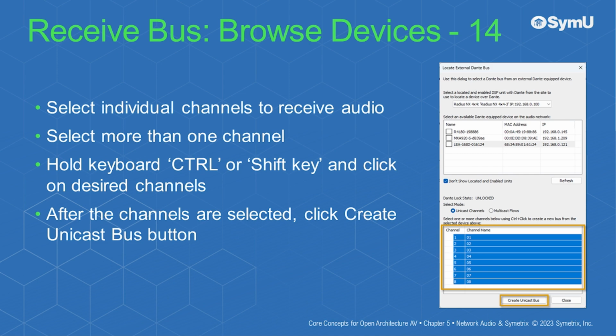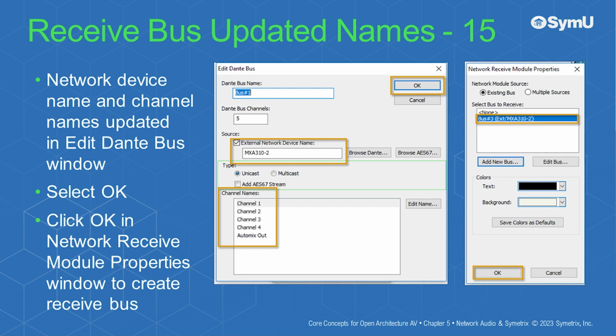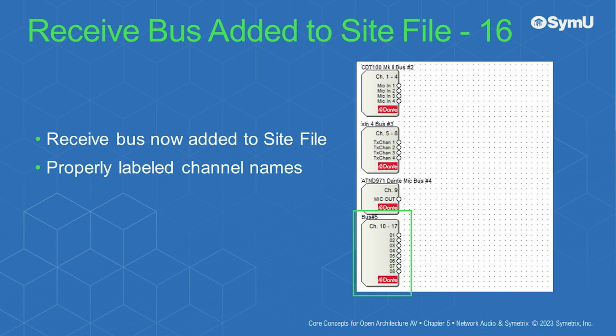After the channels are selected, click the Create Unicast Bus button. Notice the network device name and channel names have updated in the Edit Dante Bus window. Select OK, then click OK in the Network Receive Module Properties window to create the Receive Bus. The Receive Bus is now added to the site file with the properly labeled channel names.